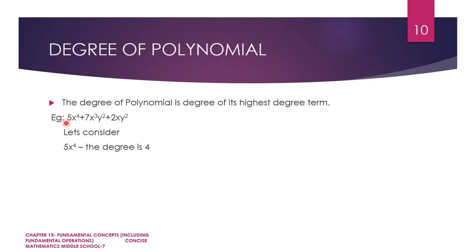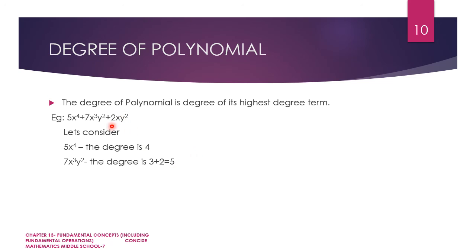Firstly, let's take this 5x to the power of 4 term. What is the power of the variable? The exponent of the variable is 4. So the degree of this one term is 4. Let's consider the second term now. That is 7x to the power of 3, y square. The variable x has the exponent 3, and y has the exponent 2. So you can add this 3 plus 2, that becomes 5.